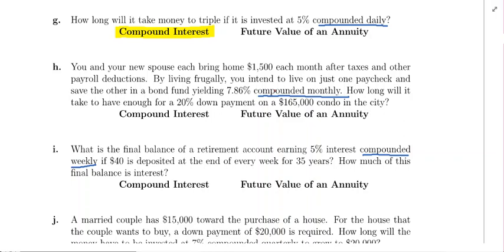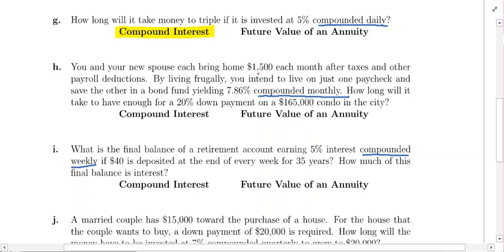So what you do is you both bring home $1,500 each month. You live on one paycheck and you save the other. And so when you're saving the other one, that's how you're building your nest egg for this down payment. So what you need to realize again, how are you saving the money? Are you saving just one lump sum of $1,500? Or are you making regular deposits of $1,500? Well, what are you doing?